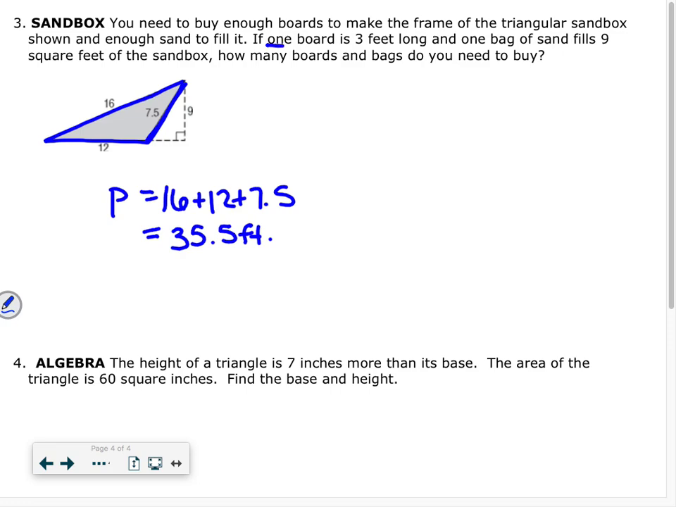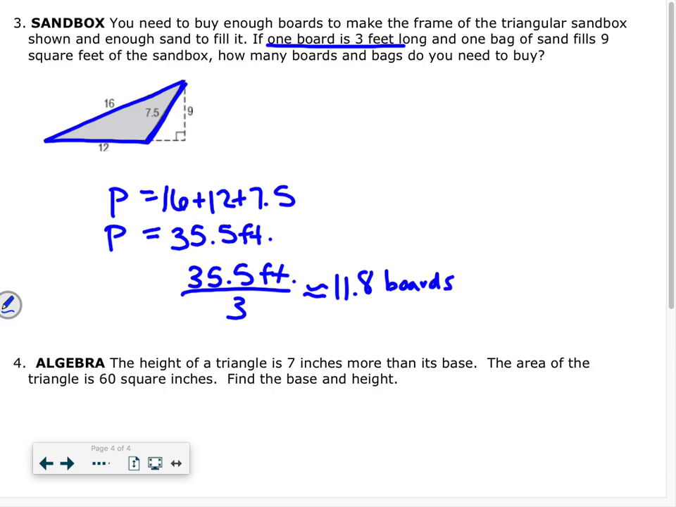Now it does say one board is 3 feet long. So what we need to do then is take that 35.5 feet and divide it by 3 to figure out how many boards we need. And we get 11.8 boards, which really means about 12 boards if we cannot purchase part of a board.